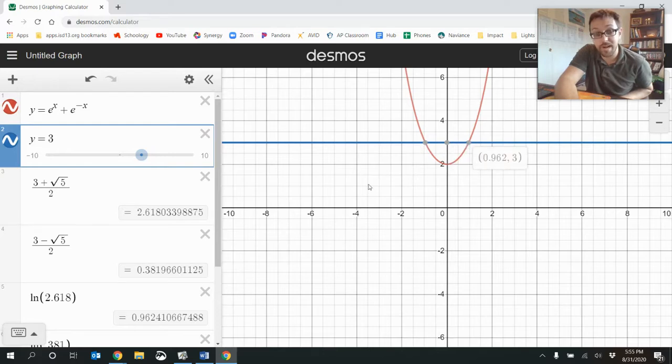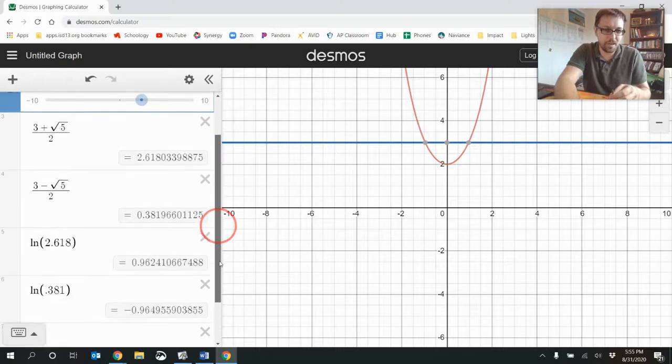This graph is more accurate. I'm doing a bunch of rounding in this one. So that's why it's not perfectly matching up. But it's matching up pretty well. So plus or minus 0.962 is our answer.